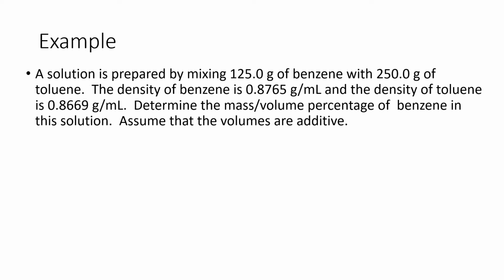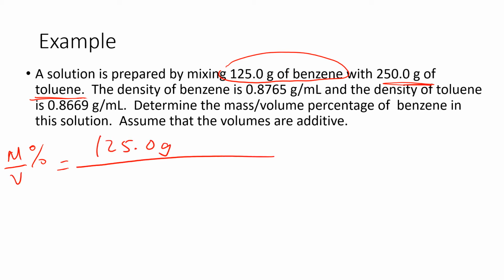So a solution is prepared by mixing 125 grams of benzene with 250 grams of toluene. The density of benzene is given and the density of toluene is given also. Determine the mass volume percentage of benzene in the solution. So notice how between the two of these things, benzene is a solute and toluene is the solvent, because toluene is the bigger of the two. That's why it's dissolving the benzene. So remember that the mass volume percentage equals 125 grams on top. So this part right here is a little tricky.